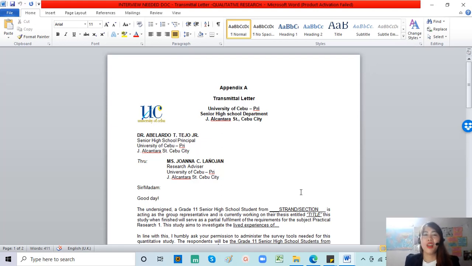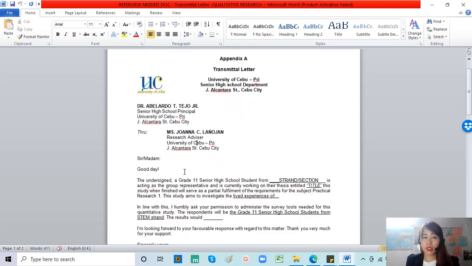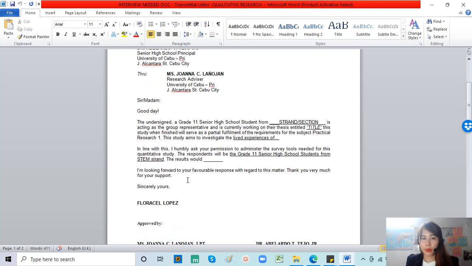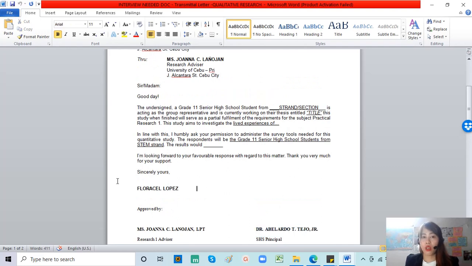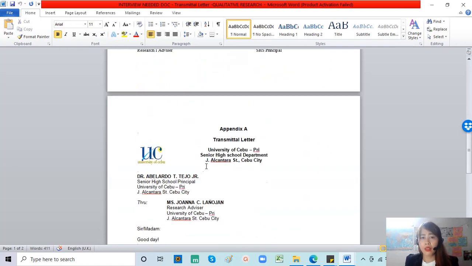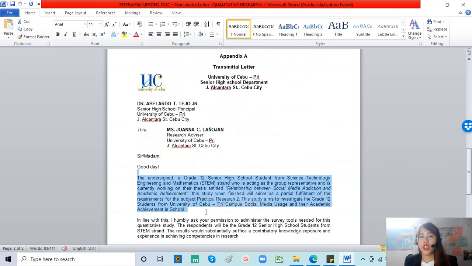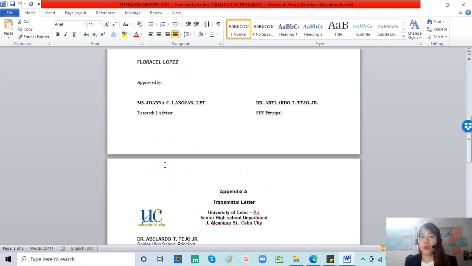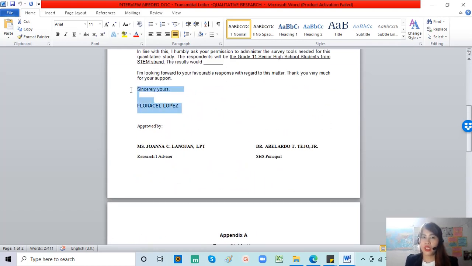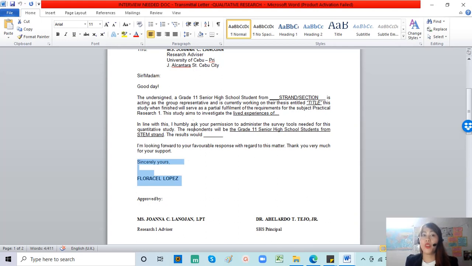So let's start. Of course, we have to have the transmittal letter, wherein we are going to ask our beloved principal, Dr. Abelardo Titejo Jr., if it's okay to conduct the research. I have an example here, so you can follow the format. It's Grade 12 because this is from last semester, and the signatories here are the group facilitator and the group representative.